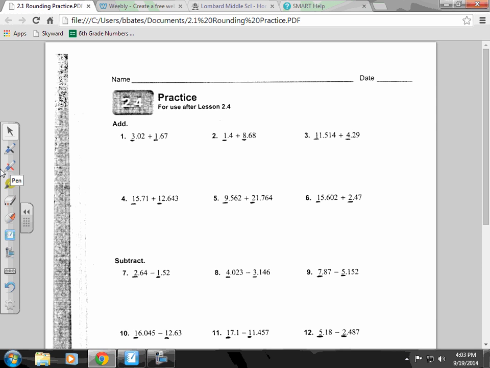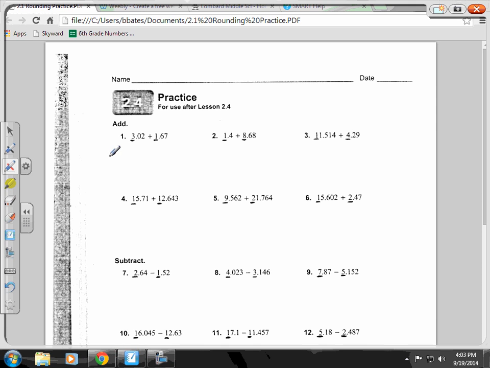Okay, so here we go. Let's take a look at some of these. You'll notice that I've underlined some of these place values already, and that's what I want you guys to round to. So I want to do one example of each, and then we're going to go ahead and work on these. So take a look at example number 1.